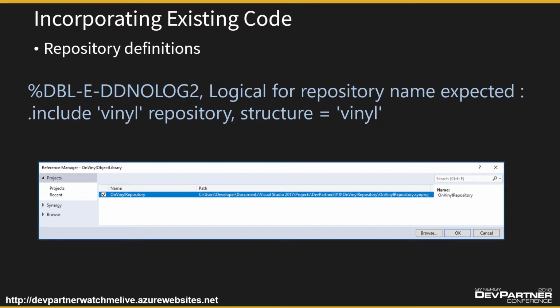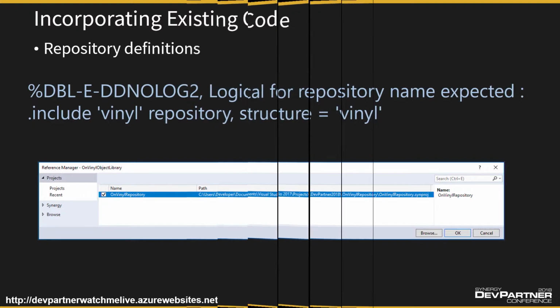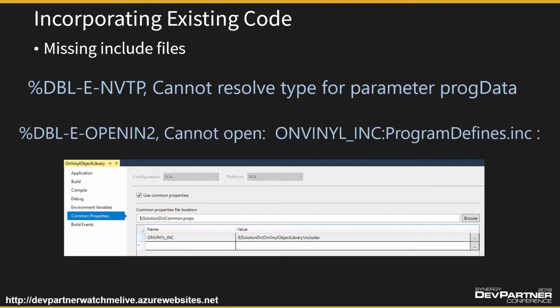And you can reference the repository from any Synergy project. So you can reference it from a Synergy traditional project and a Synergy.NET project, as you will see in later life. You can reference, as I said, additional repositories, and you can use something we call common properties for doing that. And we'll talk a little bit about common properties in a moment.